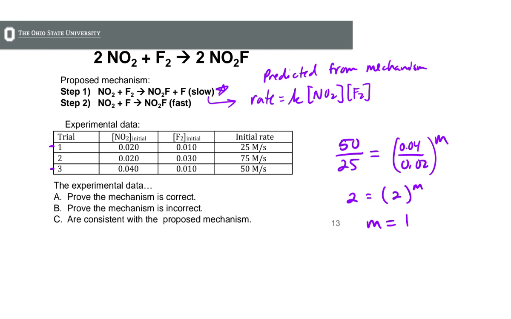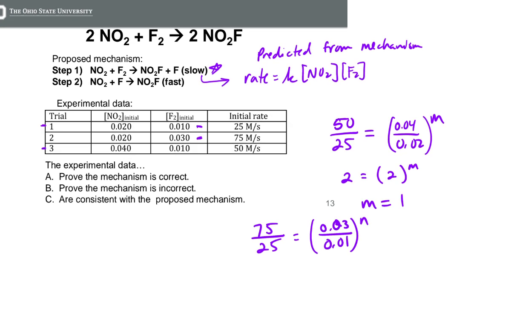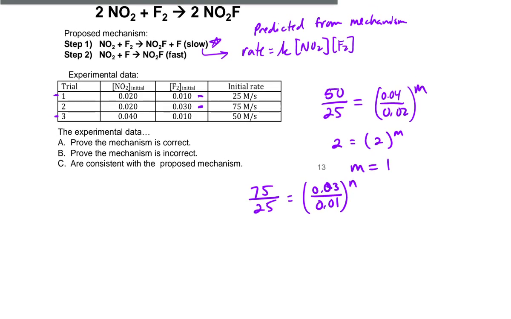For determining the order with respect to F2, we can look at trials 1 and 2. In those two trials, the concentration of NO2 is constant, but the concentration of F2 is changed. And again, looking at how the rate changes, we'll have 75 moles per liter per second over 25 moles per liter per second is equal to 0.03 divided by 0.01 raised to some power, the order n. And so we'll have 3 equals 3 raised to the n, and therefore n must equal 1.